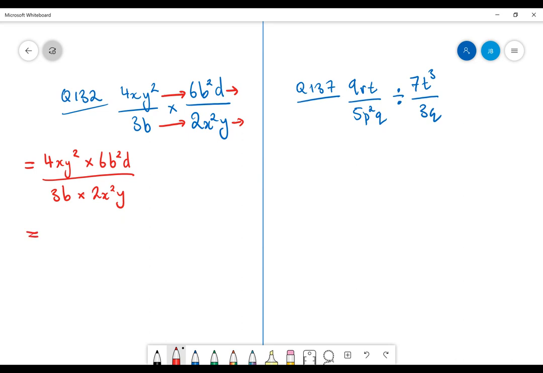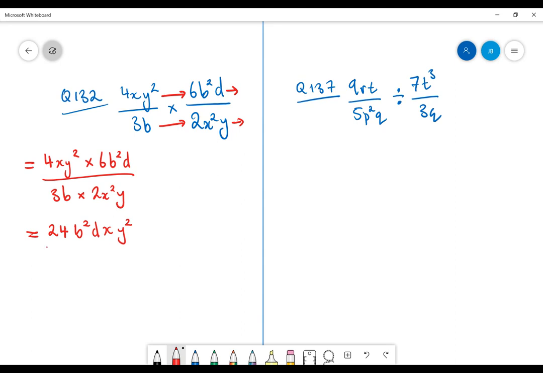Remember that we gather our coefficients together at the front. So 4 times 6 is 24. And then we're going to gather our variables in alphabetical order. Notice that there are no variables on both sides here. So we're not actually going to combine any powers together. So our first variable is b squared, then d, then x, then y squared. So there's actually no multiplication from the same variable here.